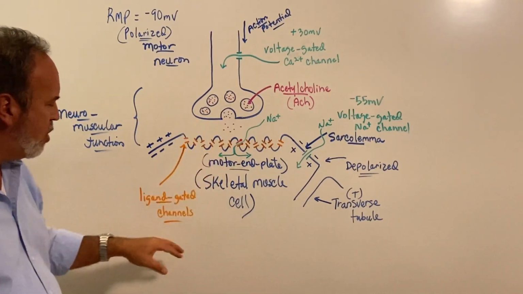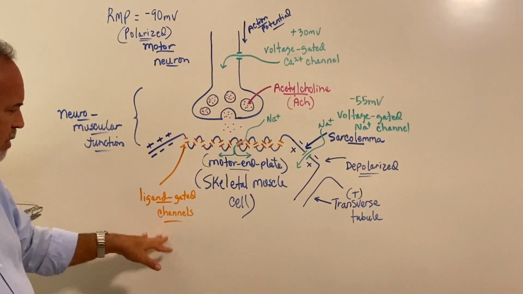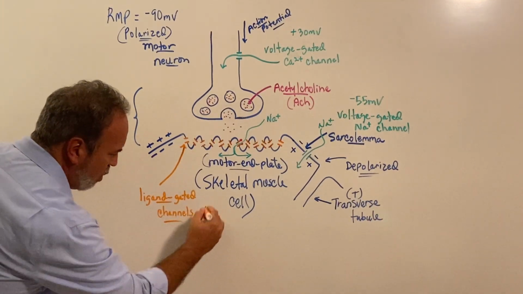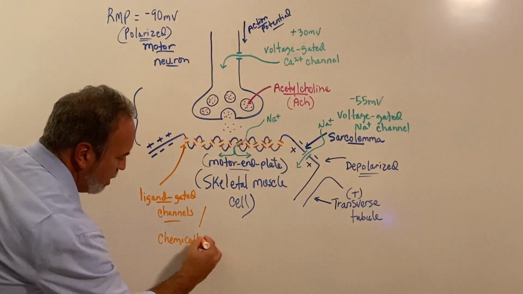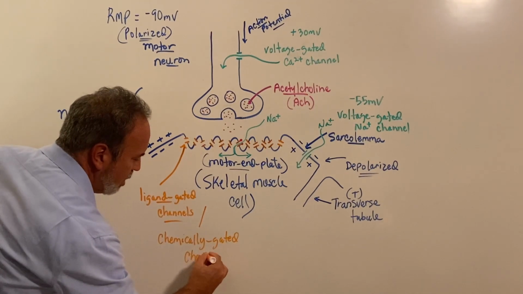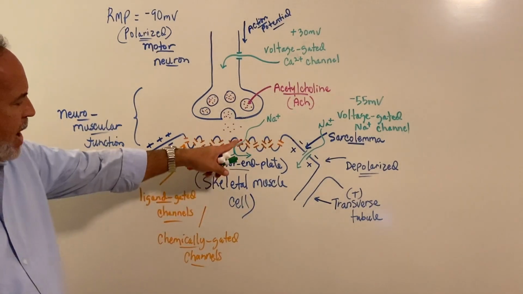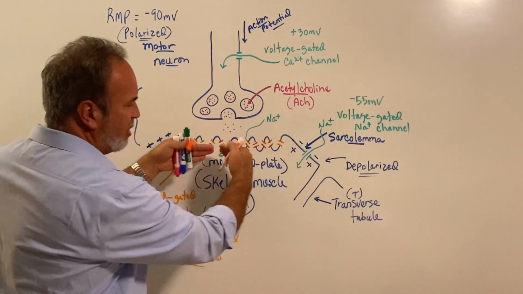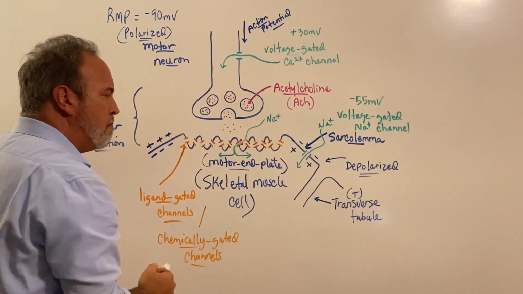These receptors are known as ligand-gated or chemically gated channels, okay? So we're opening those channels. Who's opening them? The binding of acetylcholine in here. We need two acetylcholine molecules. The sodium comes in, it spreads across the motor end plate here. It depolarizes the motor end plate, okay?